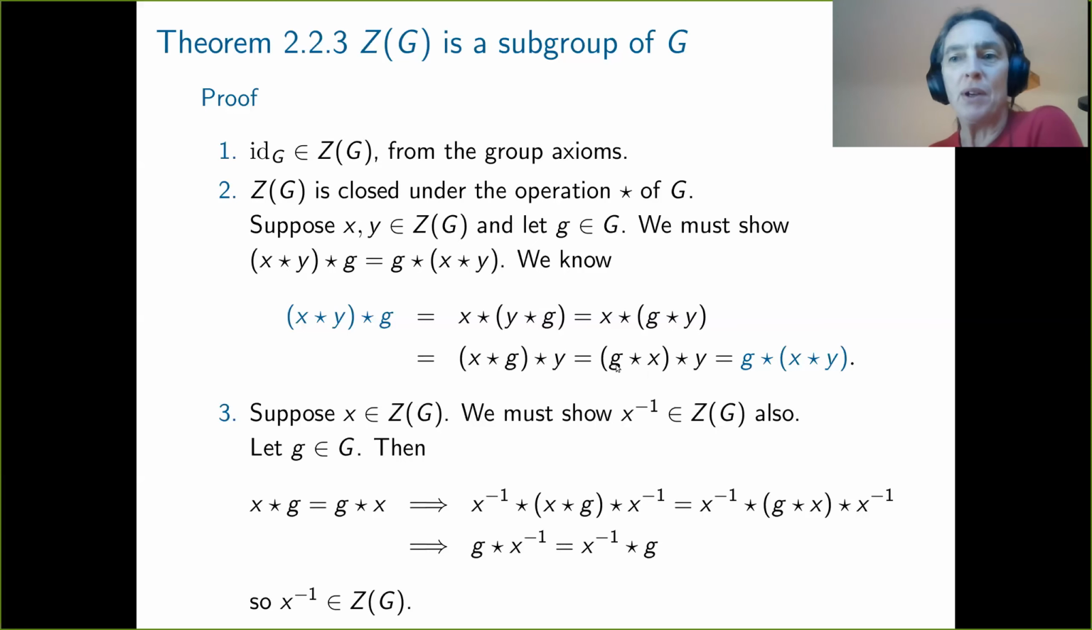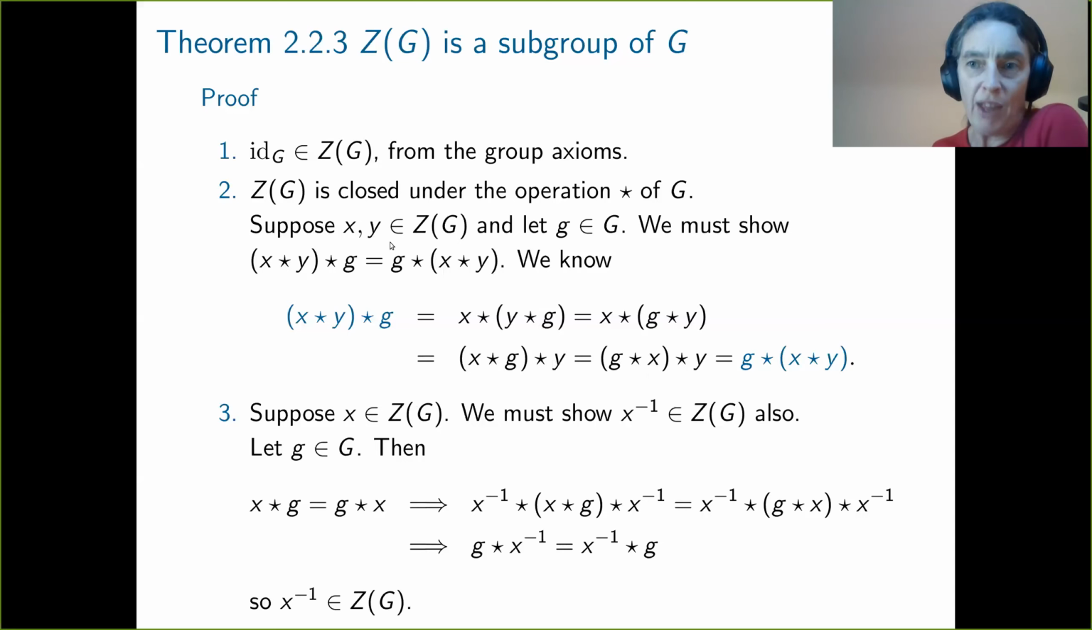But to really think about what's going on, I think it's worthwhile going back to it again and again to say, what are we doing? What can we use? What do we have to show? We have to show that if x and y are two elements of the center of G, then their composition also is in the center of G.